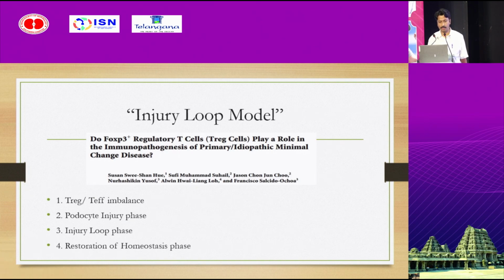So, based on recent data, a Chinese group proposed an injury loop model for the pathogenesis of minimal change disease. There, they described 4 phases in the pathogenesis of minimal change disease. The first phase is an imbalance between the T regulatory cells and the T effector cells. The second phase is the podocyte injury phase. The third phase is the injury loop phase, and the fourth phase is the restoration of the homeostasis phase.